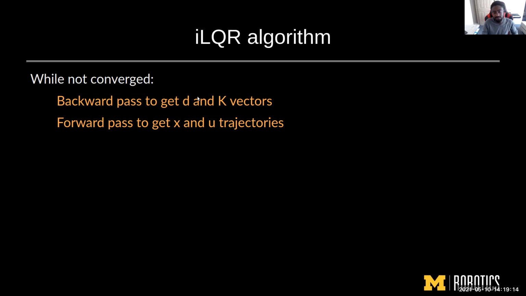So the first one is the backward pass to get the d and k, that's basically doing this for the whole time step. So we start from time step t and go all the way to time step 1 to get the corresponding d and k's for each of the time steps. Once we have all these d's and k's, we then use them to perform a forward pass or forward rollout to get corresponding x and u trajectories.